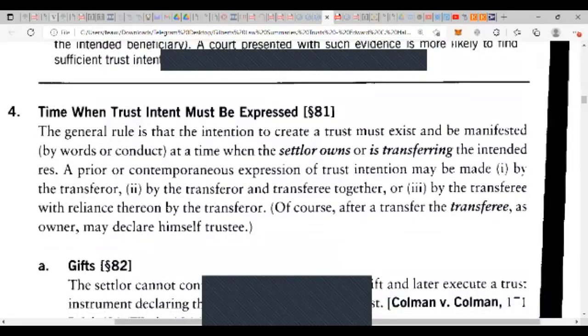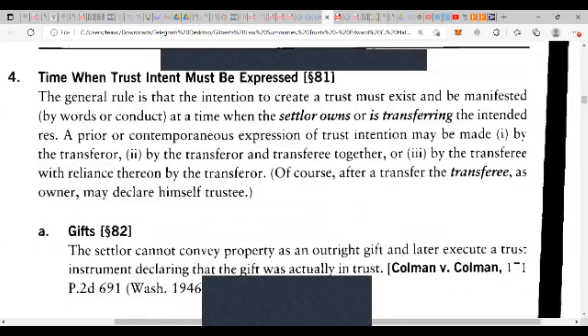Time when trust intent must be expressed. Section 81. The general rule is that the intention to create a trust must exist and be manifested by words or conduct at the time when the settlor owns or is transferring the intended res.